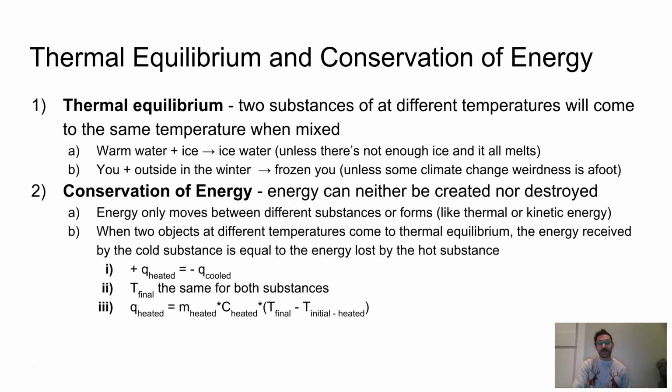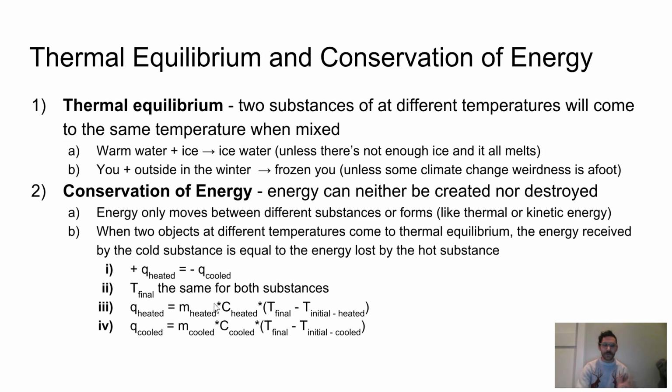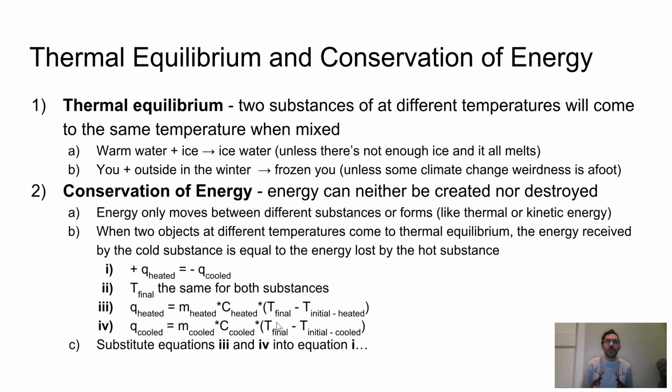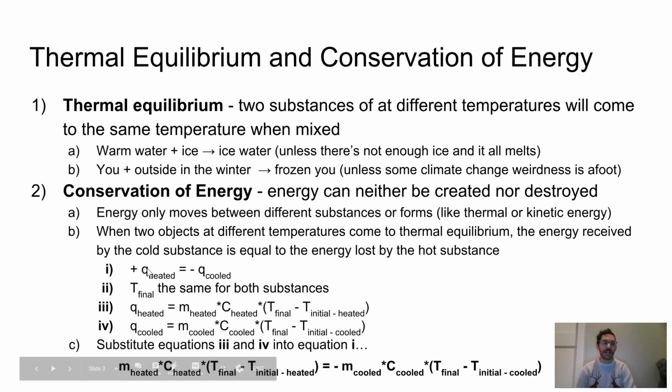This lets us do some cool things. If we take our friend Q equals mc delta T, and put together some of these equations, let's make another one for our heated substance and our cooled substance. They're both going to come to the same final temperature, we know. If we substitute these two equations up into here, we get this big beautiful equation.